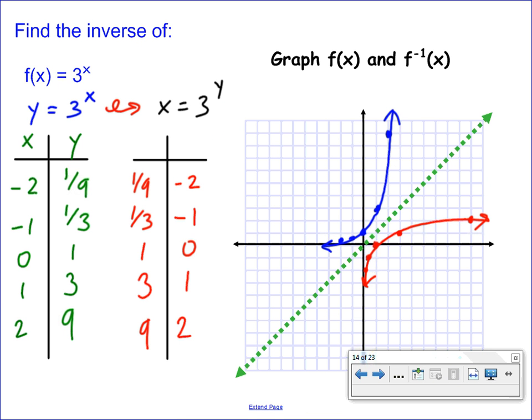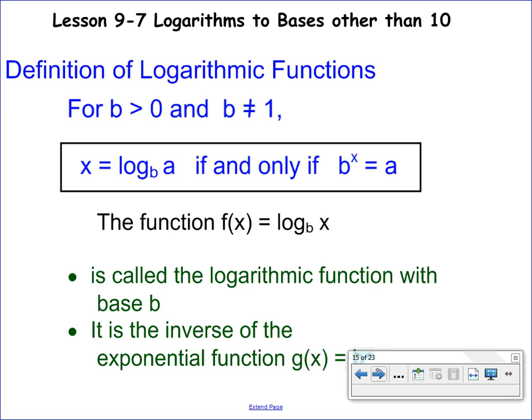Okay, so right now I have an equation. x equals 3 to the y is the inverse of y equals 3 to the x. But I don't know how to write that, solve for y, as f inverse of x. And so on the next page, we'll now get a definition for a logarithmic function. So x equals log base b of a, if and only if b to the x equals a. The function f of x equals log base b of x is the inverse of the original function, y equals b to the x. And so we can invert the position of x and y, and then rewrite it as a logarithm, y equals log base b of x.